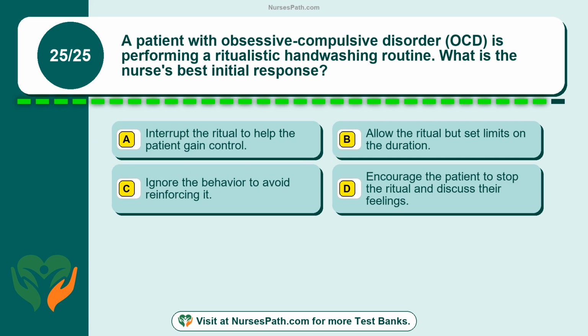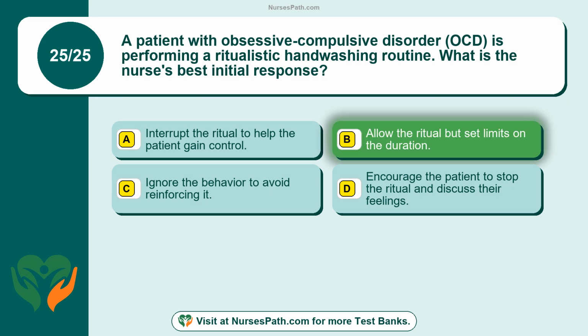Question 25. A patient with obsessive-compulsive disorder, OCD, is performing a ritualistic handwashing routine. What is the nurse's best initial response? Option A. Interrupt the ritual to help the patient gain control. Option B. Allow the ritual but set limits on the duration. Option C. Ignore the behavior to avoid reinforcing it. Option D. Encourage the patient to stop the ritual and discuss their feelings. The correct answer is option B.